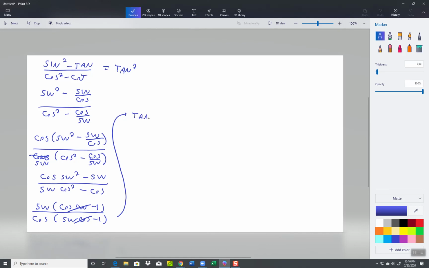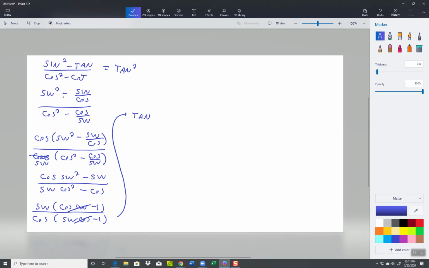What am I messed up? Tangent squared. Okay, sine squared minus. Let me look at the problem on the phone and see if I wrote it down right. Or I took a picture of it. So sine squared minus tangent, cosine squared minus cotangent is equal to tangent squared. Okay. I rewrote tangent as sine over cosine.